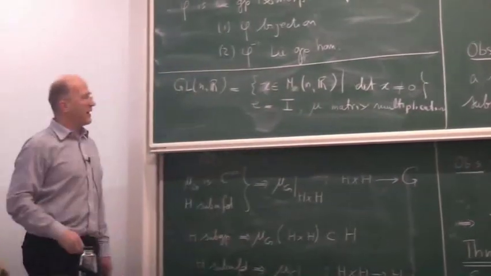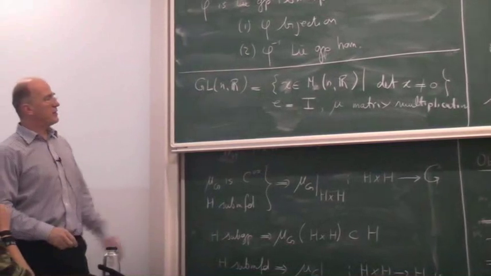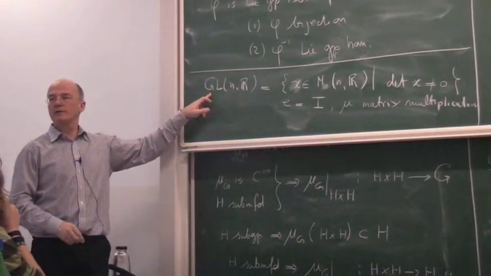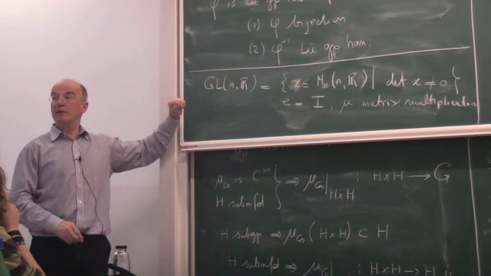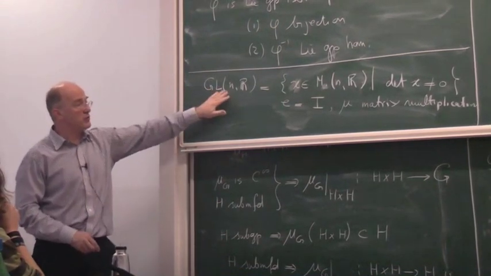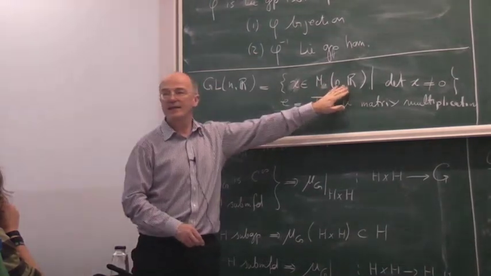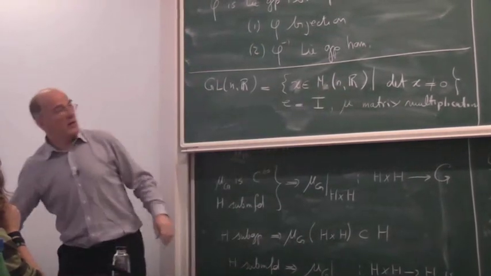But now, the other issue of the definition is that this should have a manifold structure. Why should this have a manifold structure? Well, in this particular case, this is very simple, because this is really an open subset of this linear space. Why is that true?